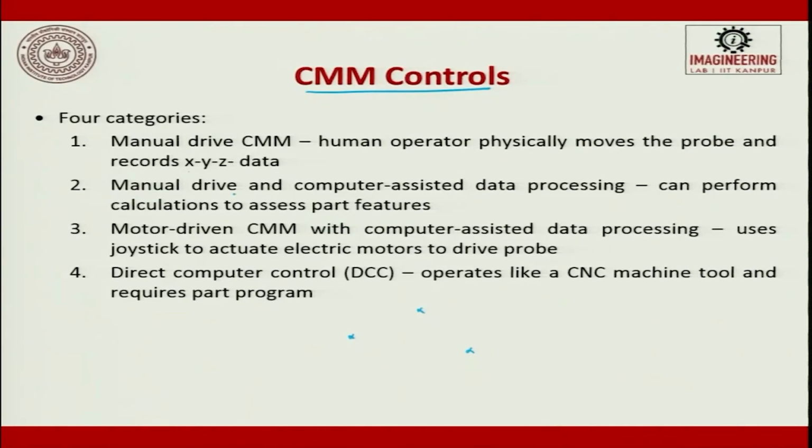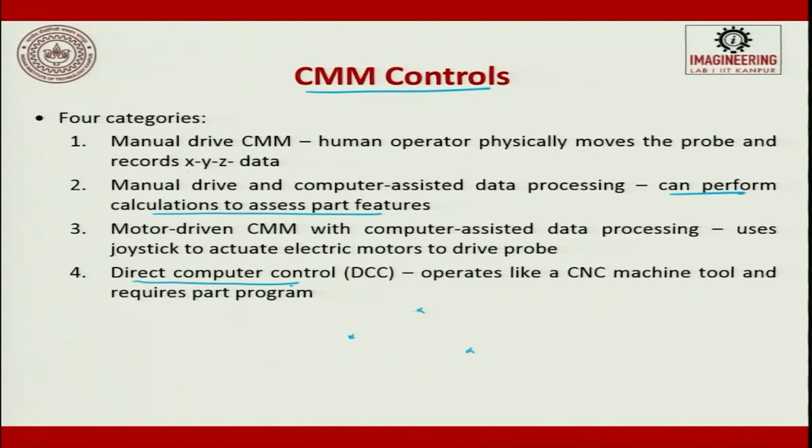The next one is manual driven and computer assisted data processing. You have manually moved it to 3 places. The computer is used to record the data and generate the feature or generate a result, can perform calculations to assess the part feature. For example, flatness, roundness, cylindricity, and then you can have perpendicularity, all these things can be measured. Motor driven CMM with the computer assisted data processing uses a joystick to actuate an electric motor to drive the probes. So, you will have a pendant, you will have a drive stick, so you can do it.